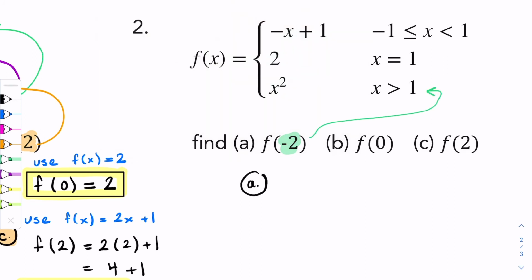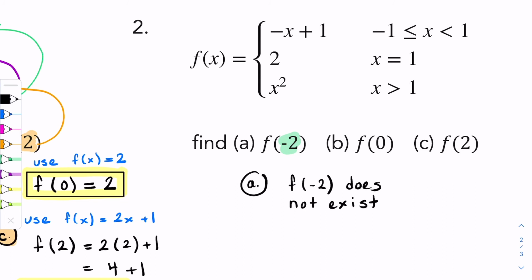It is not greater than 1. It is not equal to 1. It is not between -1 and 1. So therefore, f of -2 does not exist on this graph. That is your answer. If we were to graph this function, there would be no value at -2. Therefore, it does not exist.